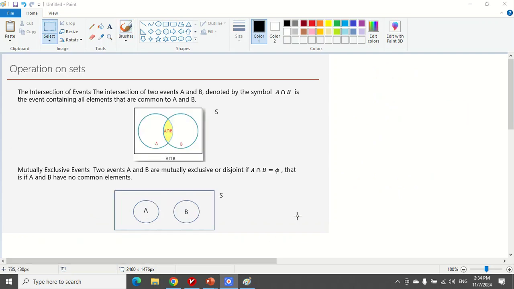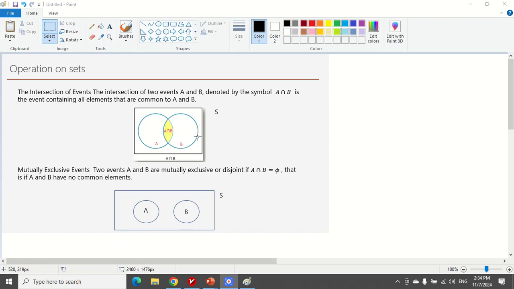So in the next step, after we define the sets and the events, we need to know some operations on sets. These operations are the intersection and union as well. We discussed the complement of the set previously. Right now let us talk about the intersection.